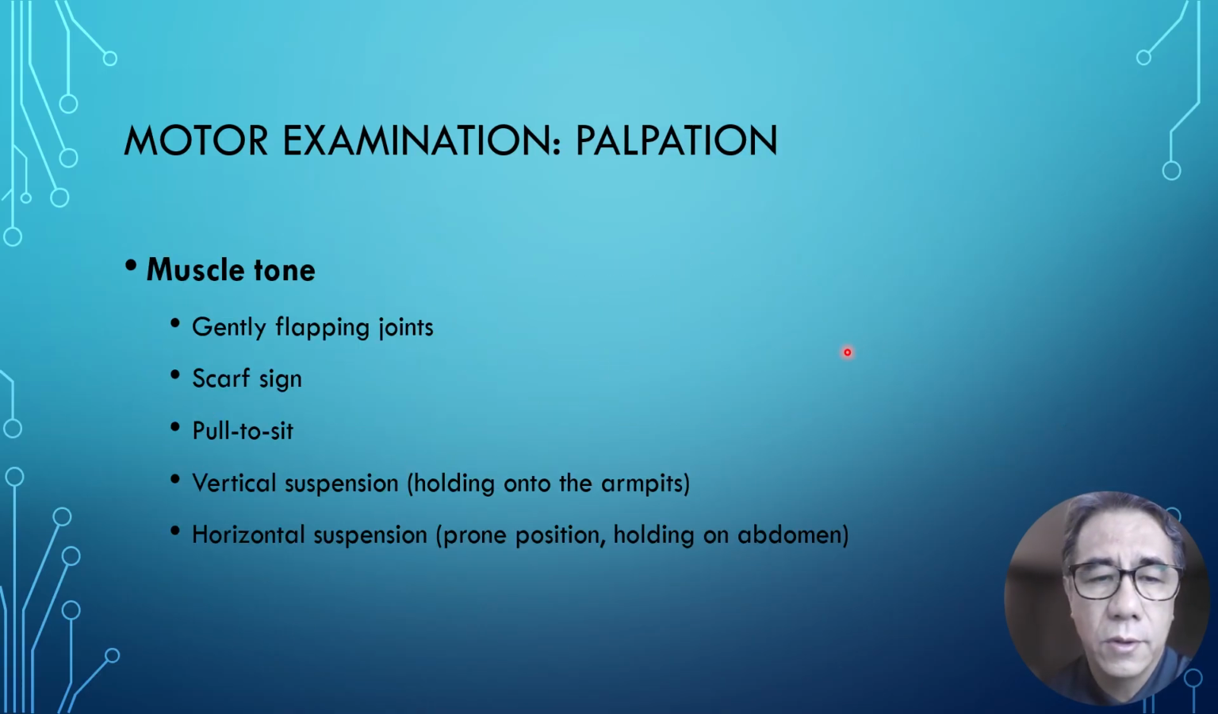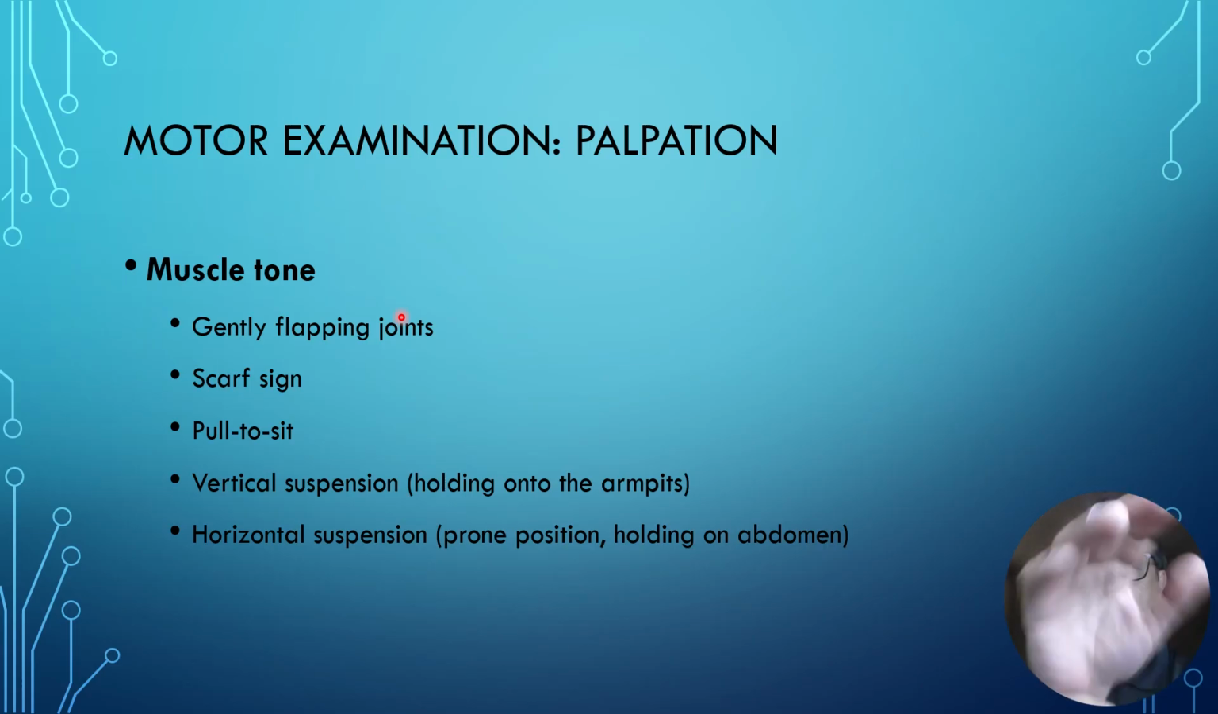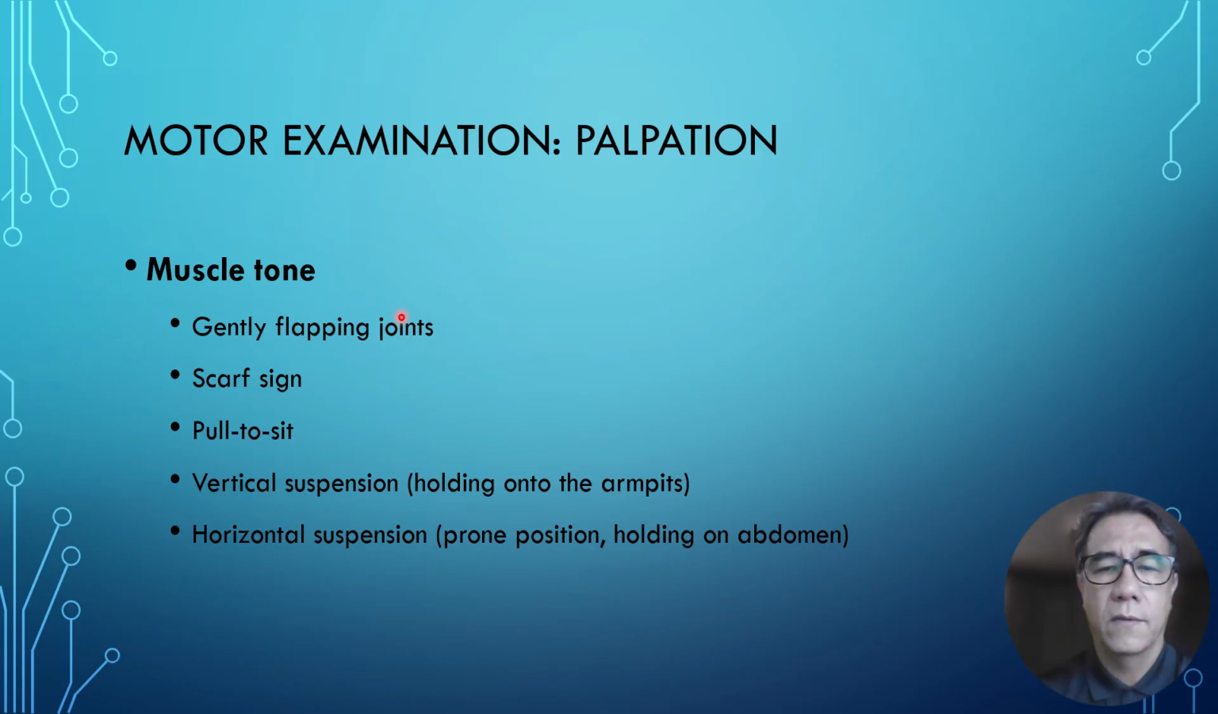And when it comes to tone, in infants, you gently flap the joints like the wrist joint. You hold it at the wrist like this, and then you gently flap the wrist and see if there's any degree of resistance. A scarf sign, pull to sit maneuver, vertical suspension, horizontal position suspension are maneuvers to assess motor tone of an infant.